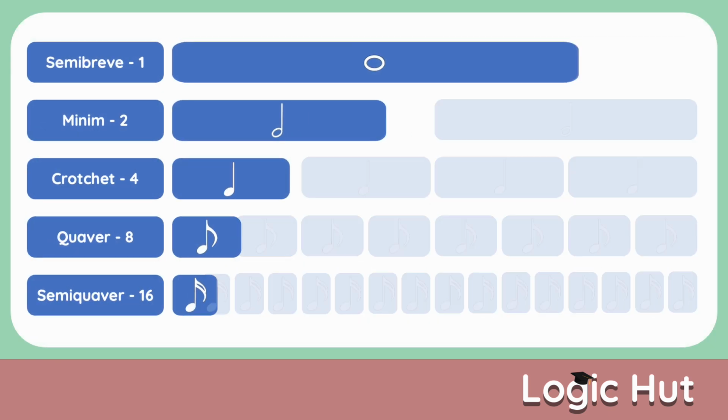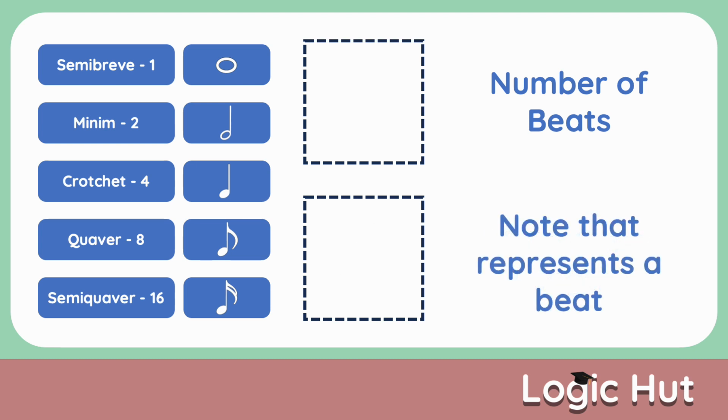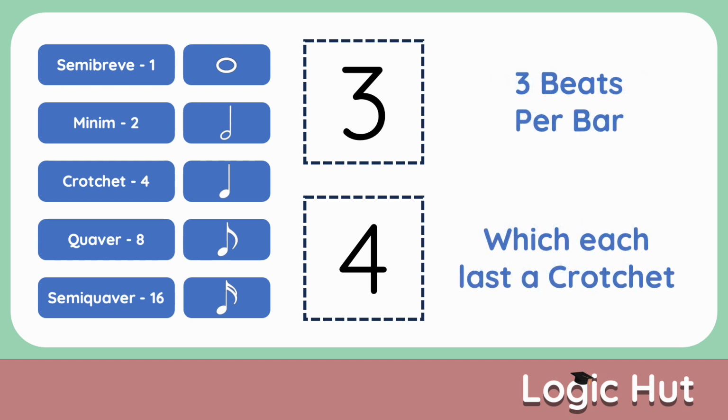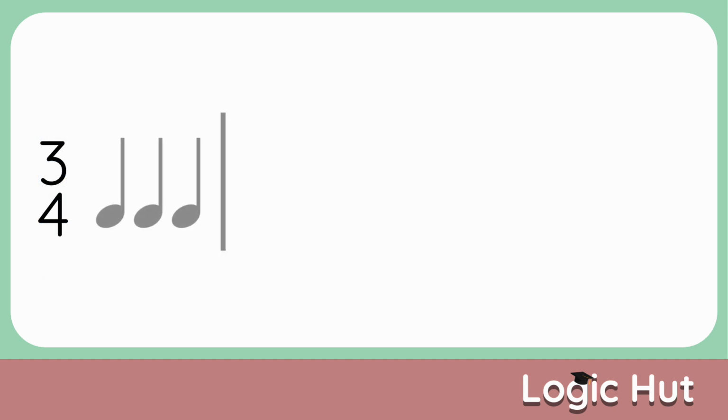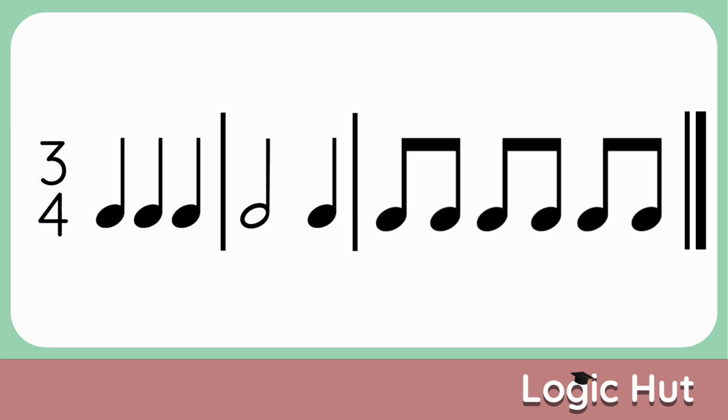If we wanted each beat to be a minim, we would use 2. If we wanted each beat to be a crotchet, we would use 4, and so on. So together, the time signature tells us how long each bar should be in note length. For example, 3/4 tells us that you can fit anything that adds up to 3 crotchet beats in each bar. This could be 3 crotchets, a minim and a crotchet, 6 quavers, or anything you can think of.